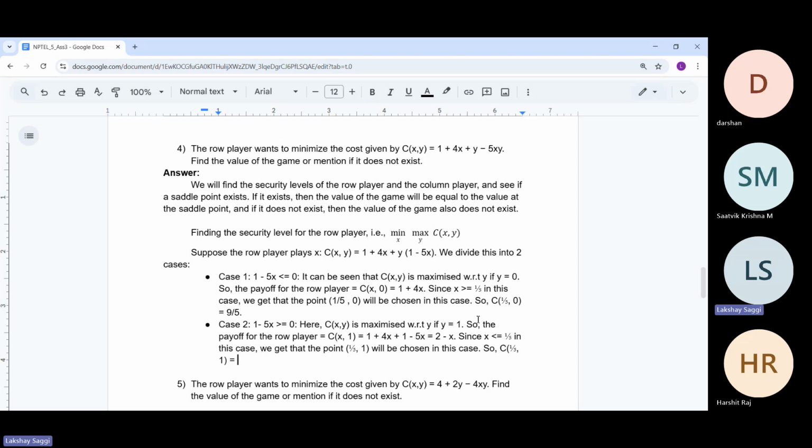And what will this come out to be? This will come out to be 2 minus 1 by 5, which will again come out to be 9 by 5 for us. So luckily for us, this was a continuous function, so it did not have any breaks. That's why for both of those cases, the optimal value came out to be 9 by 5.